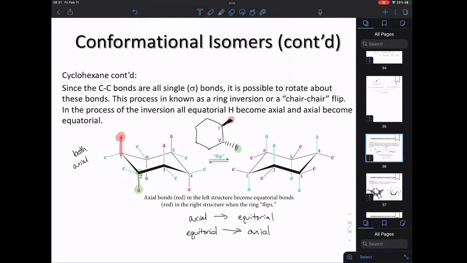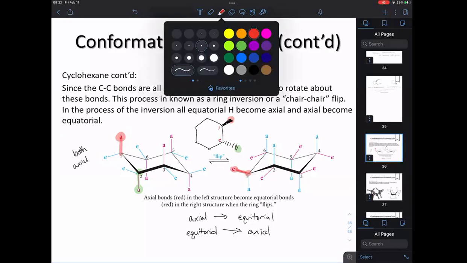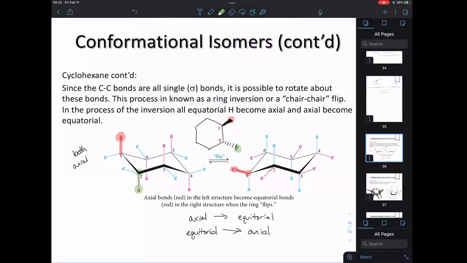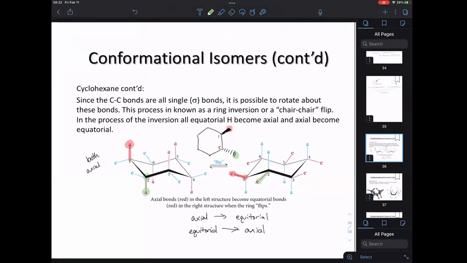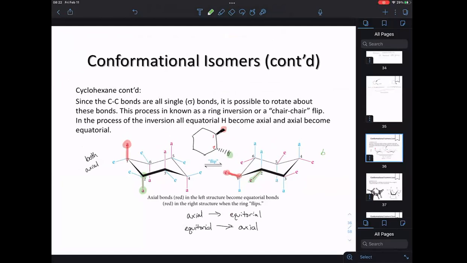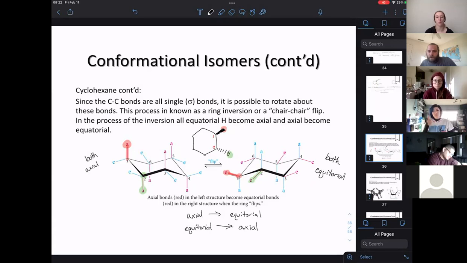If I monitor what happens to those same bonds during the chair flip, now on carbon 1, this red bond becomes equatorial. And on carbon 2, that red bond after the flip becomes equatorial. So in one conformation they're both axial, and in the other they are both equatorial. Okay, so far so good. Does everybody see how I got that? Can I get a thumbs up or something if we're following along here?